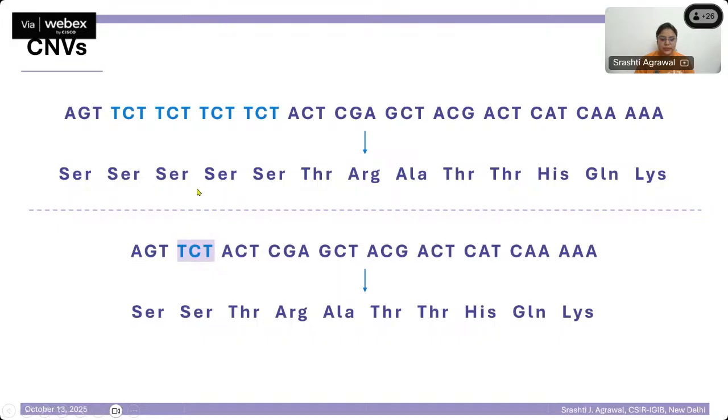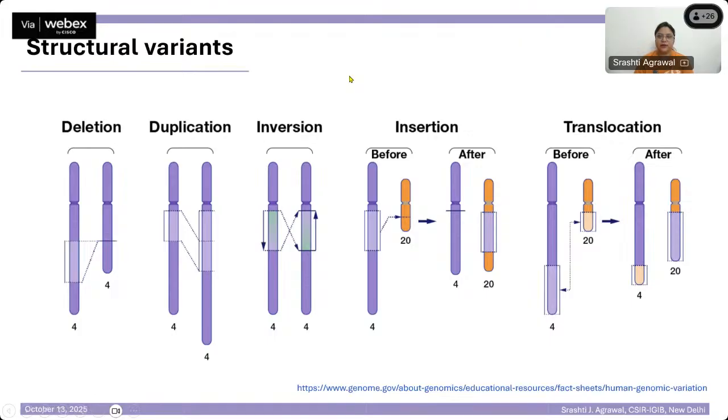So therefore, there is a deletion of 3 amino acids here. And this is how copy number variations function. This might or might not happen in a frame specific manner, and these also might lead to frame shift mutations or in frame mutations. Then we have structural variations.